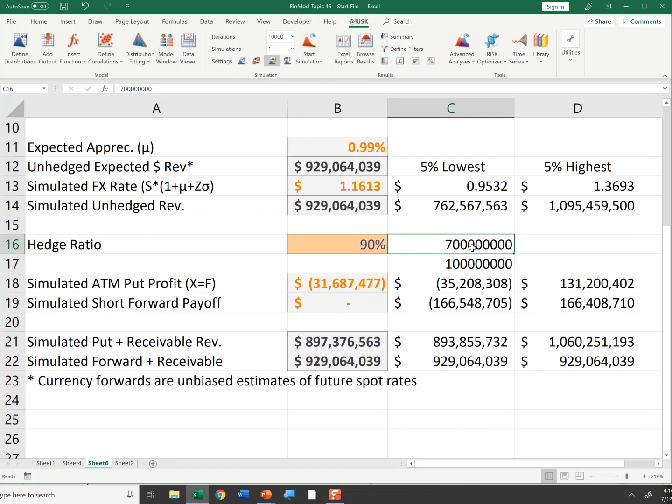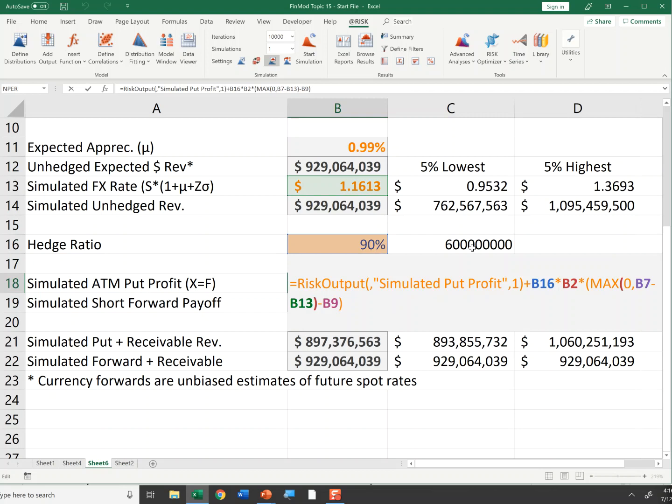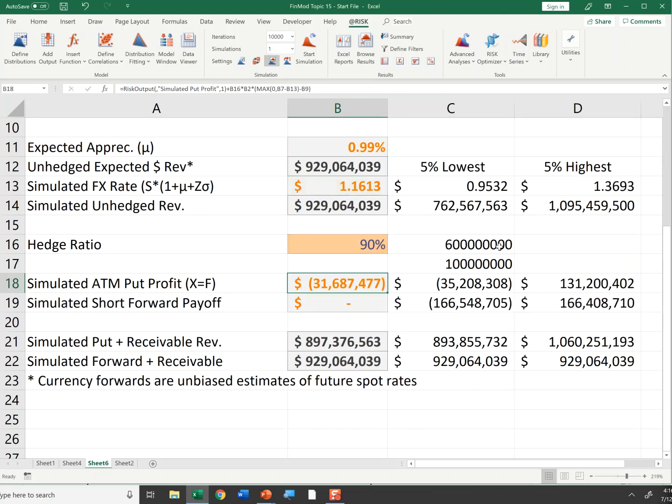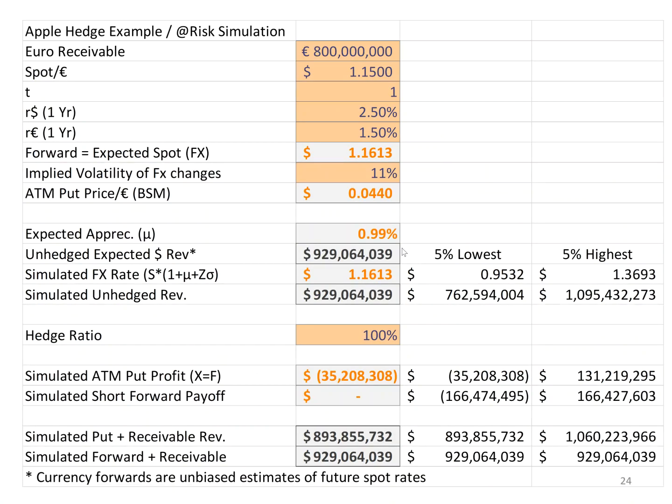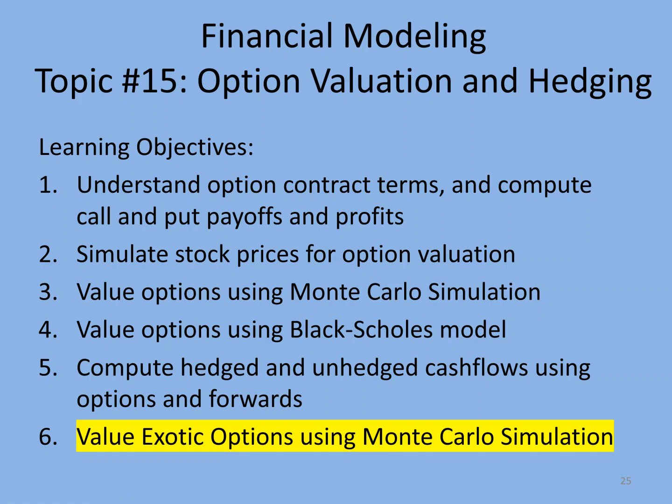And I also could do it this way, say 600 million. What if they don't hedge 100 million of that exposure? So in this case, I would just have the option using a quantity of 100 million and a forward using a quantity of 600 million, and that would simulate hedging only 700 million of their 800 million exposure, in which 600 million might be hedged with a forward and 100 million hedged with an option that gives them more flexibility in that quantity uncertainty. So this was computing hedged and unhedged cash flows using options and forwards.